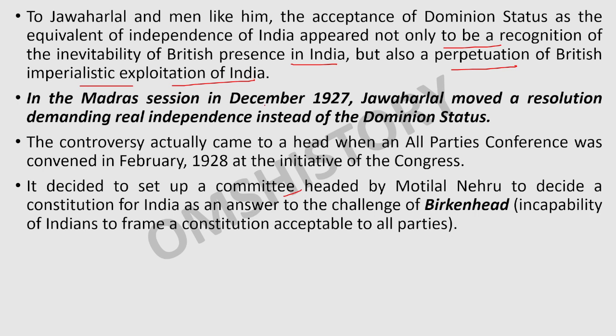So in the Madras session in December 1927, Jawaharlal Nehru moved a snap resolution demanding that real independence, instead of dominion status, should be the goal of Congress. Now this controversy came to a head when an all party conference was convened in February 1928 at the initiative of the Congress. It decided to set up a committee headed by Motilal Nehru to decide a constitution for India as an answer to the challenge of Birkenhead. This is called the Birkenhead Challenge.